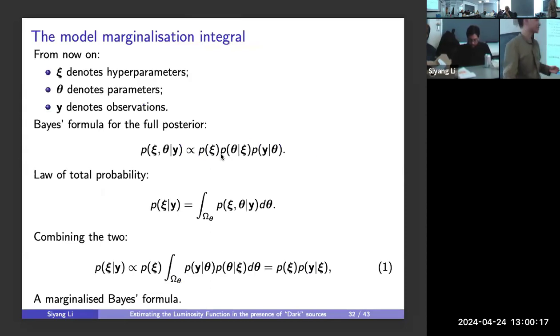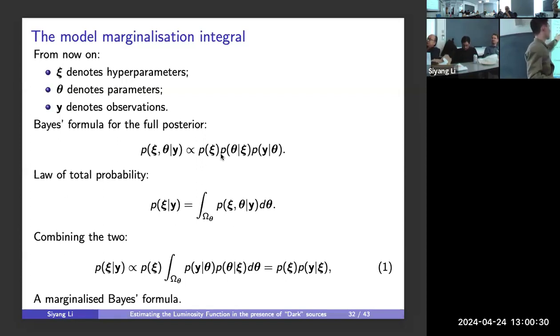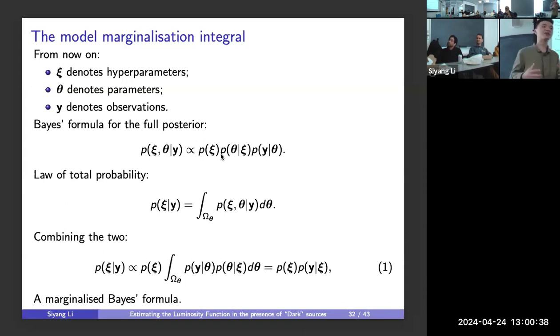So now let's look at the statistics aspect of the marginalization. For the rest of this presentation, psi now denotes the hyperparameter, theta denotes the parameter, and Y denotes the observations in a hierarchical model. We are talking about this marginalization method for general Bayesian models, not limited to the previous astronomical model, and I will walk you through the mathematical details in this marginalization theorem.